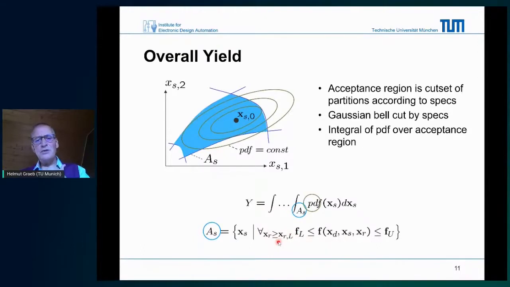Here's a little difficulty. I'm not going to detail that, just to give you a hint. Now, it's an acceptance region in the statistical parameter space, but we have the range parameters. The range parameters are, say, between minus 40 and 100 degrees Celsius. So for a specific set XS here, you actually would have to sweep over all your range parameters. Here is just a lower bound, and it needs to be inside these bounds for all your range parameters, right? That makes it a little bit more difficult. But yield is kind of, you cut away from your Gaussian cake, and that's an integration over a very complex region that you actually don't know, right? You don't have a formula for this one.